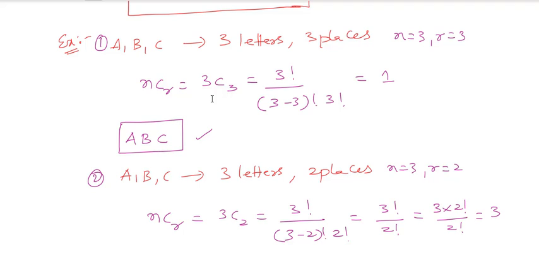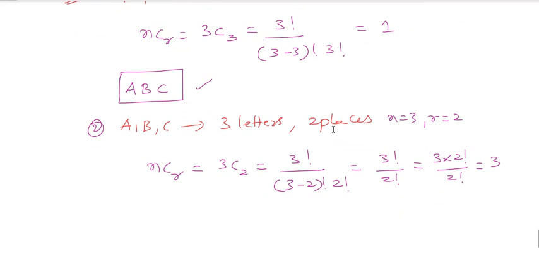So what are the possible combinations here? You will have AB, BC and CA. Am I correct or not? AB, BC and CA will be there. Clear? This is how I have to go with respect to combinations without repetitions. Combinations without repetitions. Am I clear? Yes or no? You got my point there or not? Yeah, that is how I have to do it.